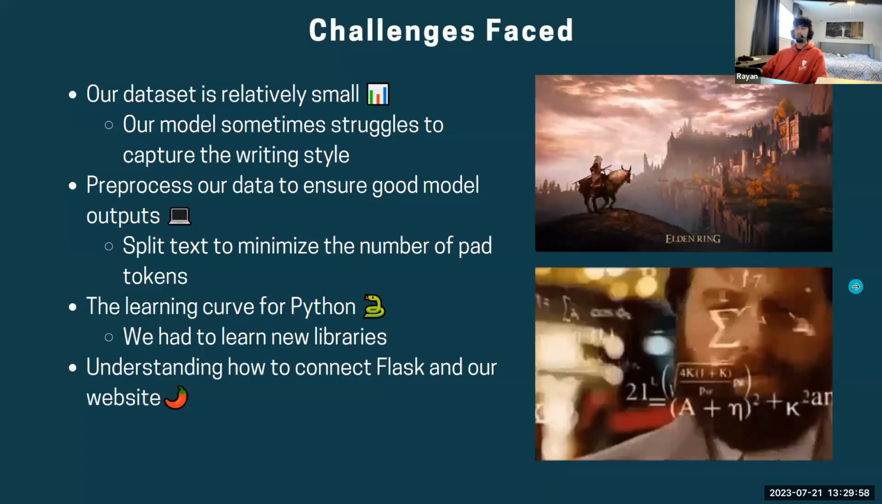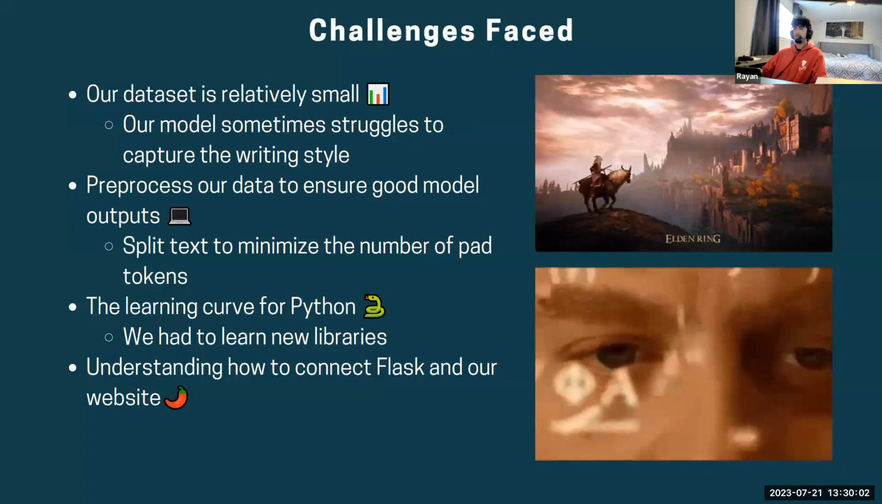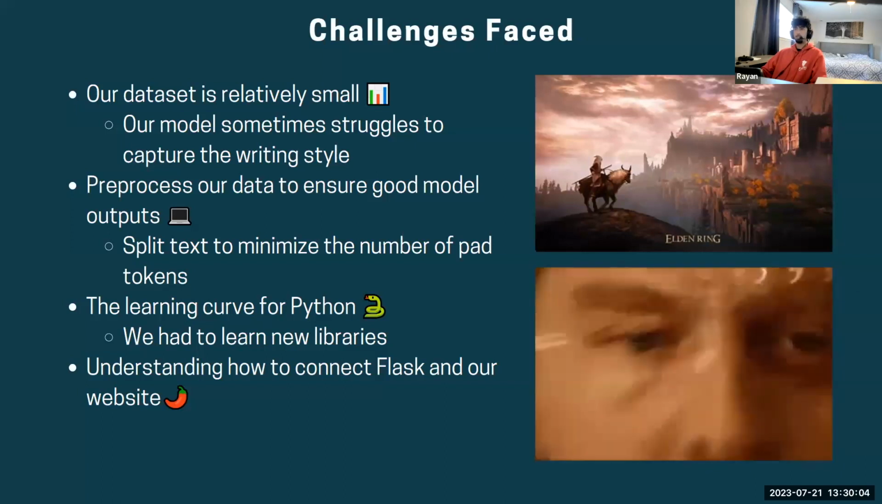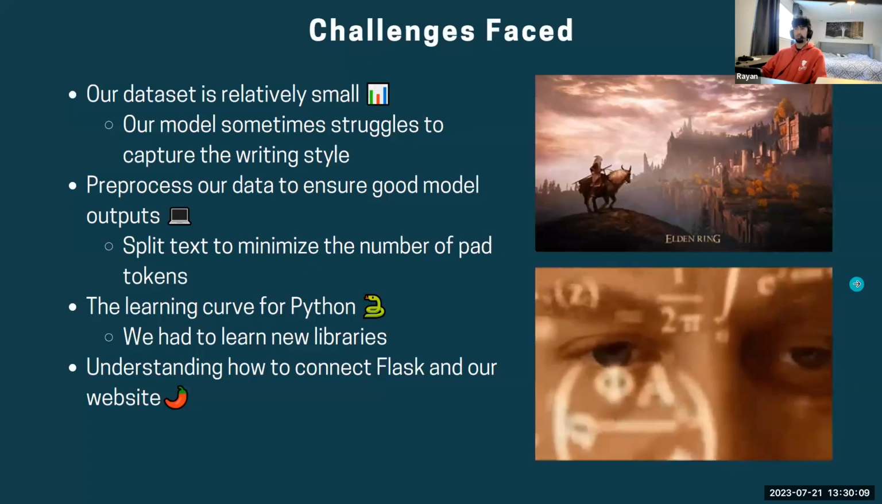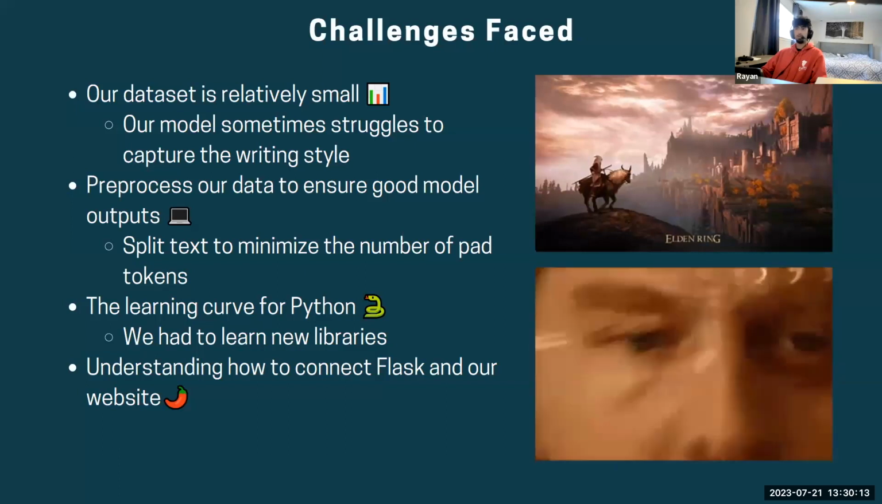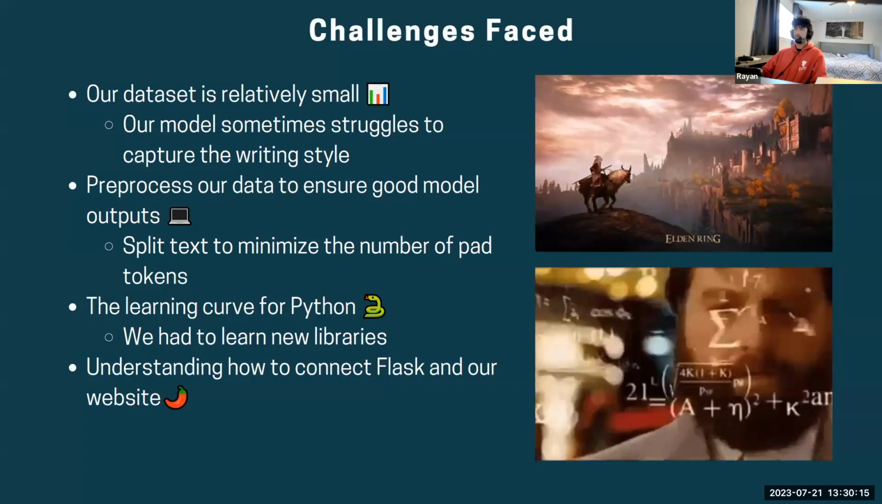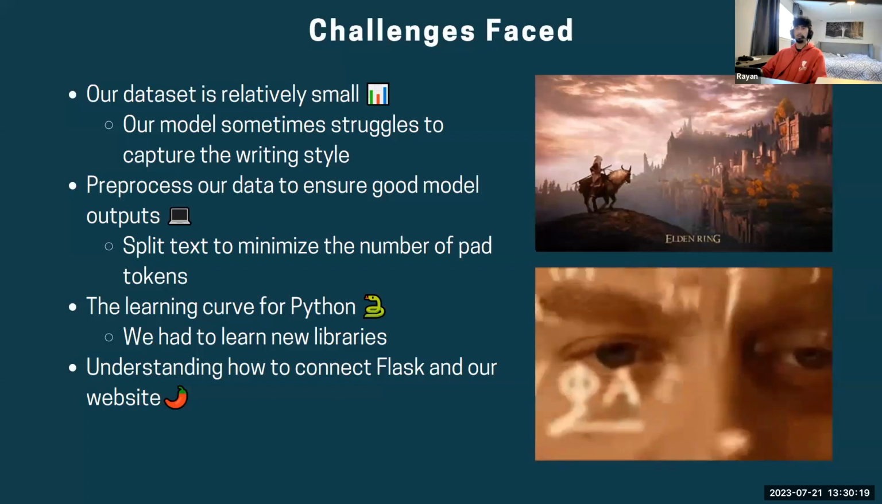This meant we had to clean our data up, and we did so by splitting the text to minimize the number of pad tokens. And of course, learning Python and some of the skills and code required to code were needed. So we had to adjust to this learning curve in Python by learning a few new libraries. Additionally, understanding how to connect Flask with our website was a bit of a struggle. We had to figure out how to host the website and integrate and communicate our website with the Hugging Face API.